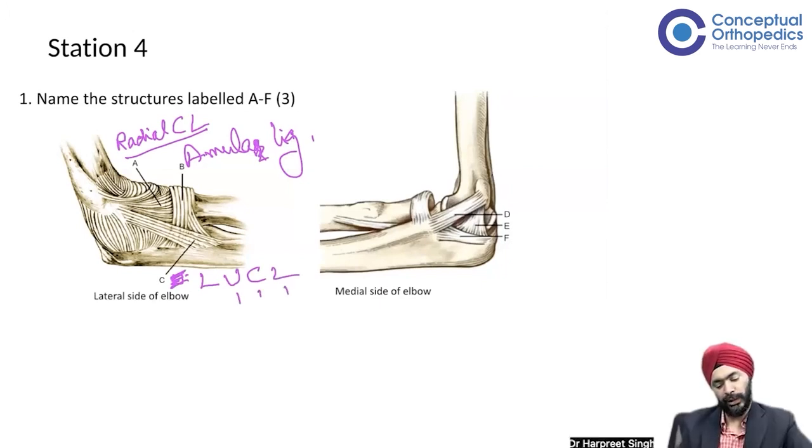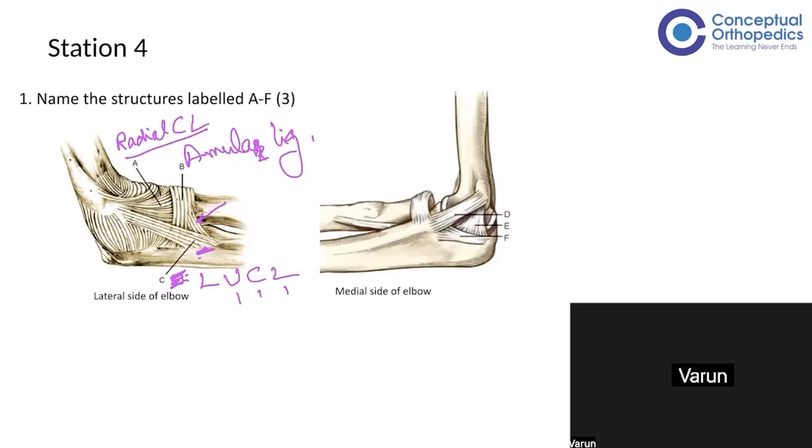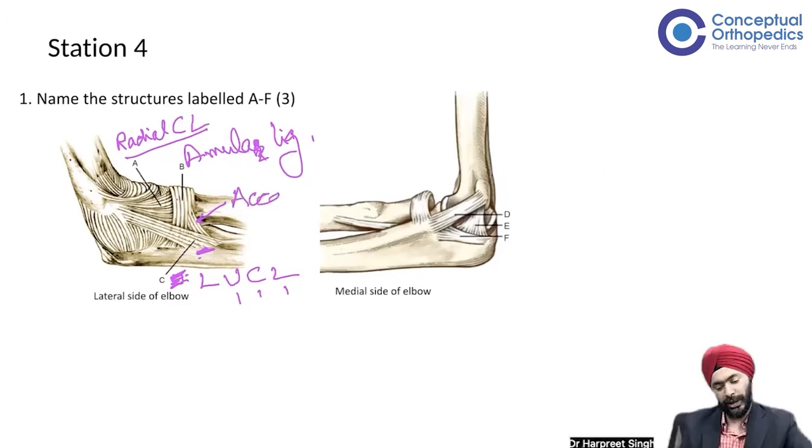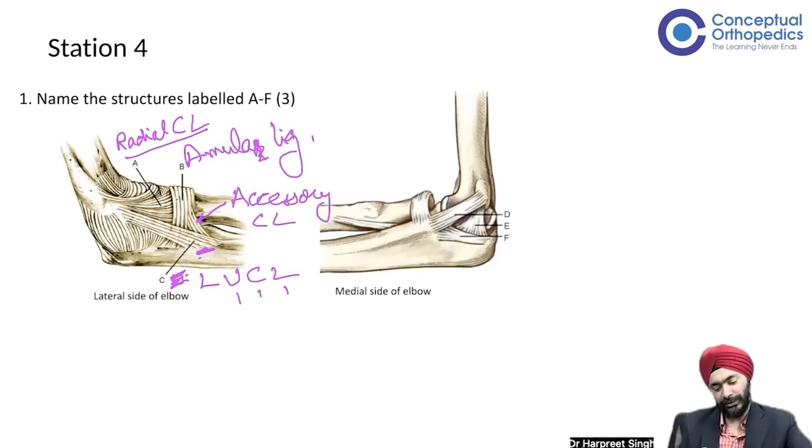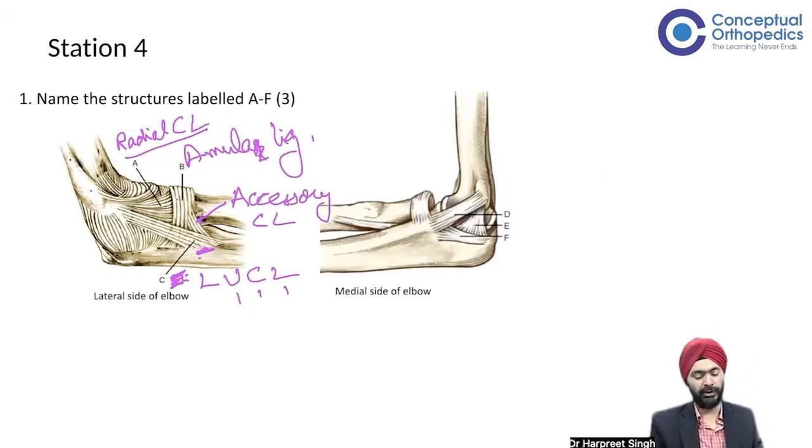All these come from the lateral epicondyle. This one goes onto the ulna right here. This one goes onto the proximal part of the radius, actually merging with your annular ligament. I've taken out this part. What is this part? Any idea? That's the accessory collateral ligament. So these are the four parts of the lateral collateral ligament.